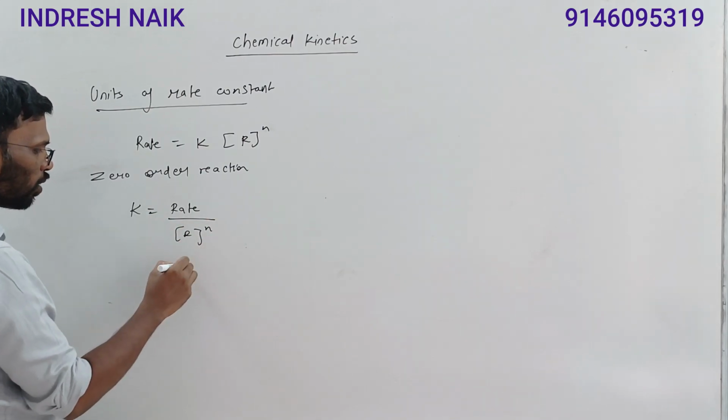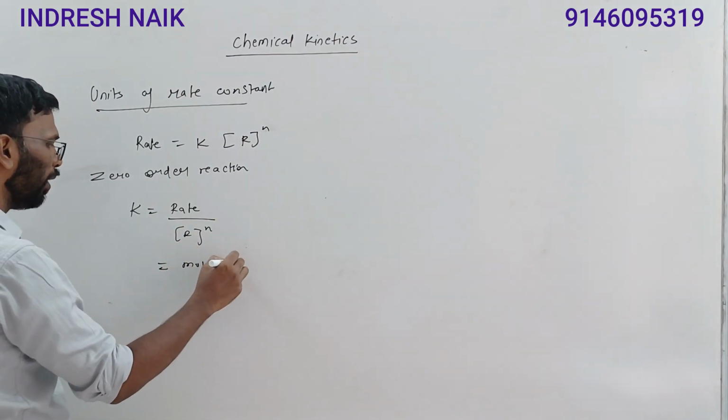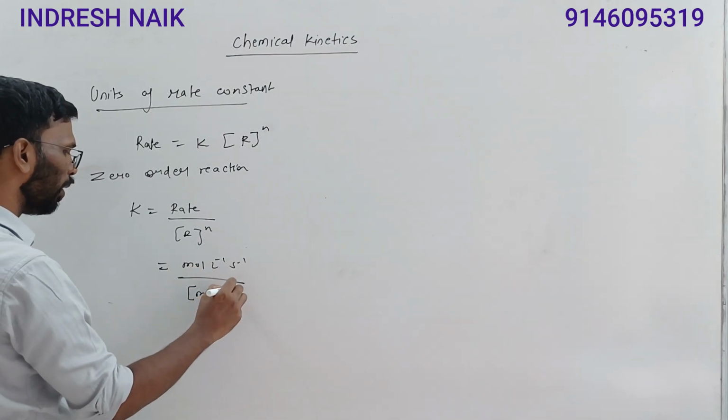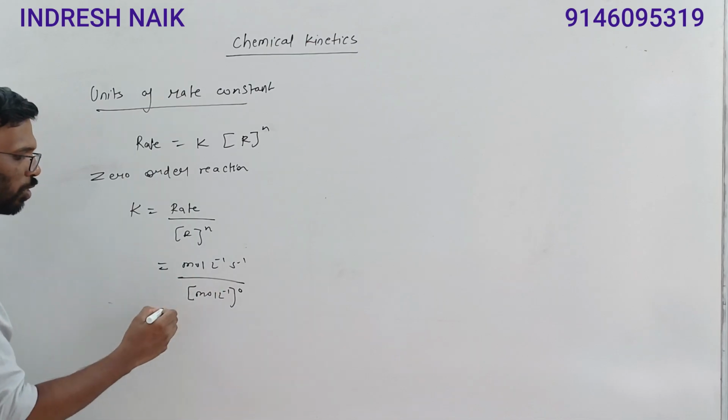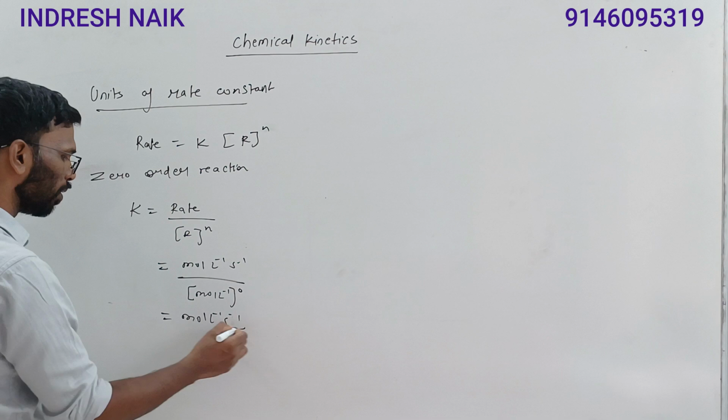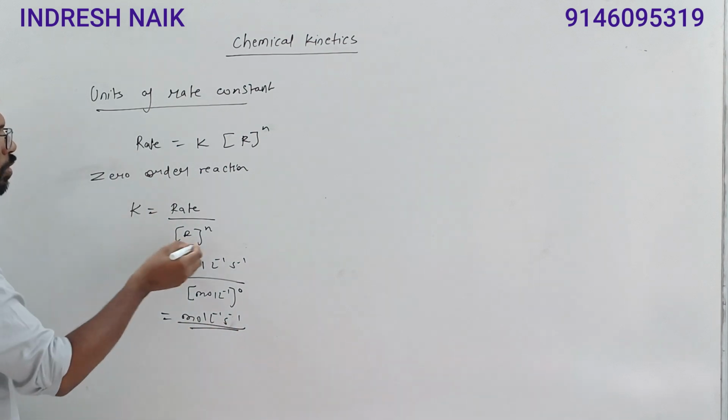So the rate unit is what? Moles per liter per second. What is the unit of concentration? Moles per liter raised to what? 0. Anything raised to 0 is what? 1. So it is moles per liter per second. So this is the unit of the rate constant for the zero order reaction.